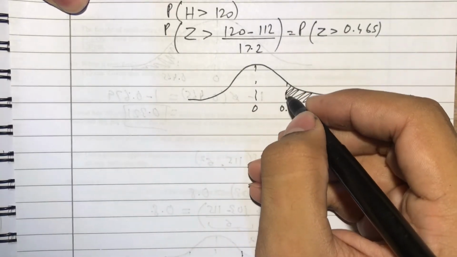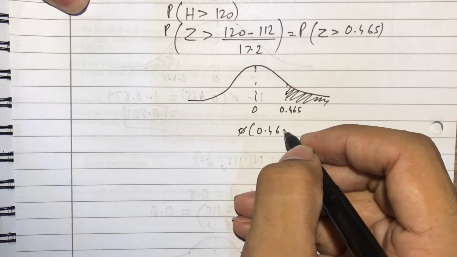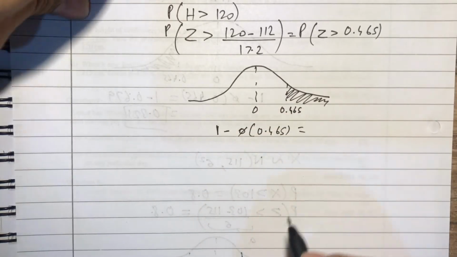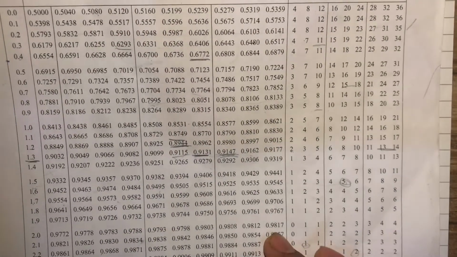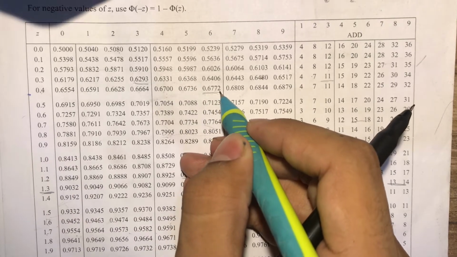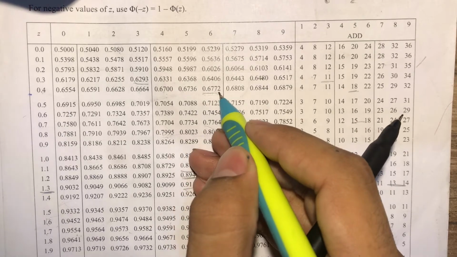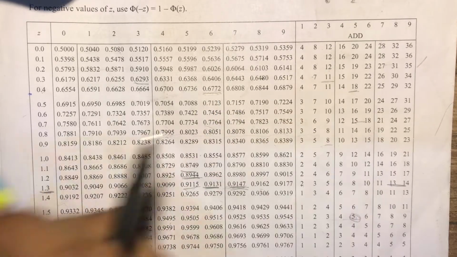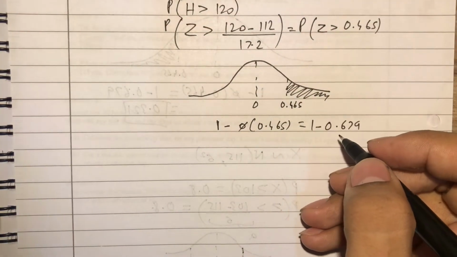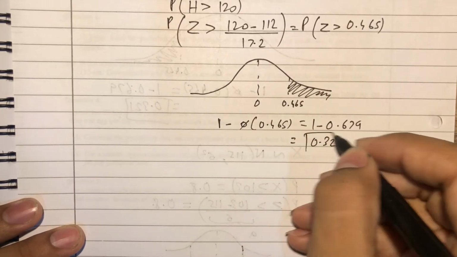So to get the probability that is less than 0.465, phi of 0.465 will give the probability less than 0.465, and then I'll subtract that from 1 to get the probability greater than that. So at 0.465, 0.4, 6, 0.6772, and then there's 5, 18. So I'll add 18 to the last two digits. So if I add 18 to the last two digits, this will become 0.679. So 1 minus 0.679 will be equal to 0.321. That is the first part.